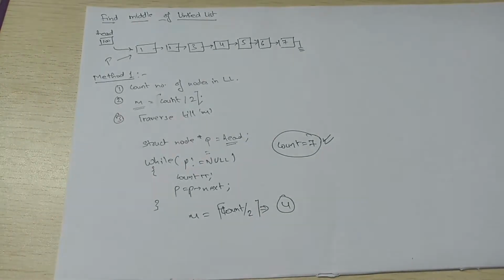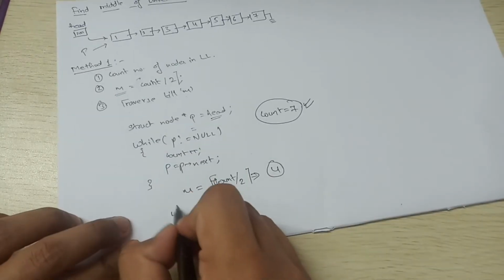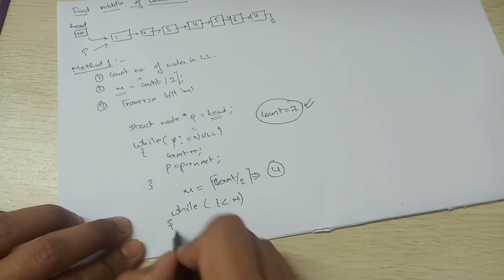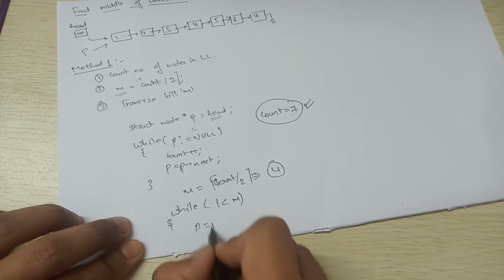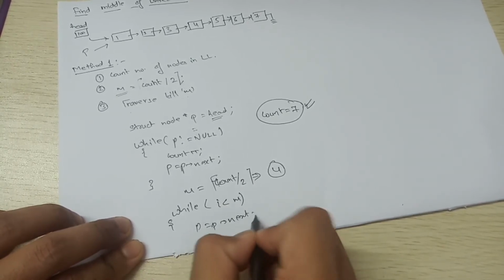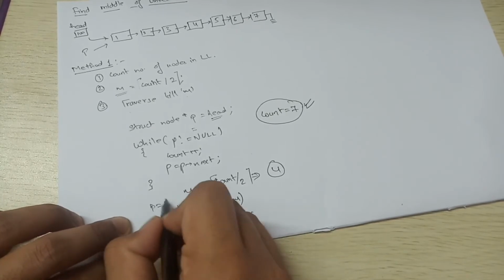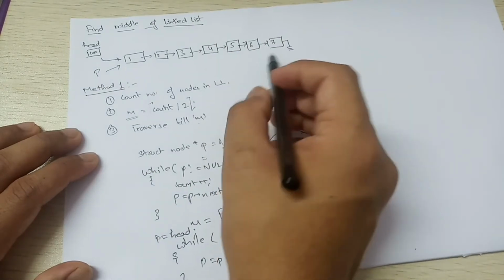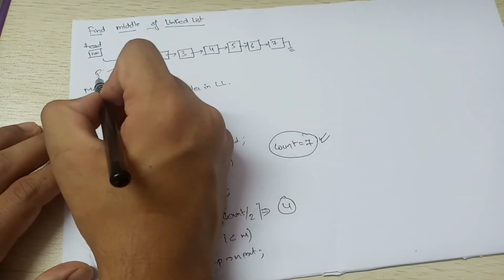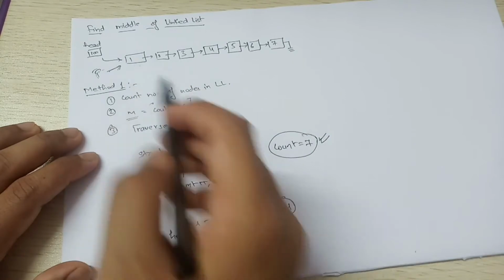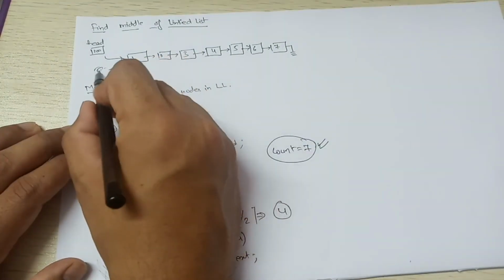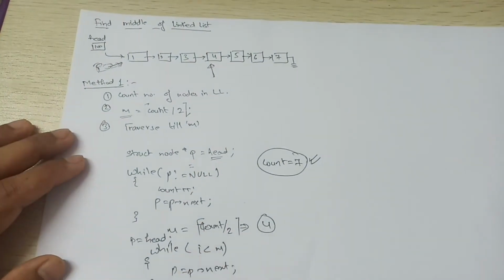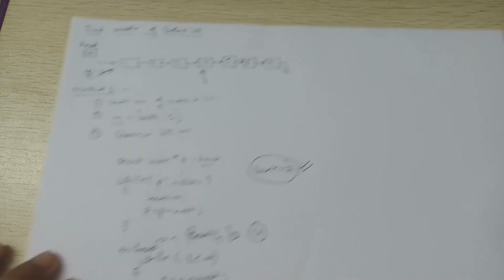Now you have to traverse while i is smaller than m. Then you just increment p is equal to p next, and you also have to start p again with the head. So after p traverses the whole linked list, you again start p with the head, and then you have to traverse till 4 times. This is how p will come here, and then you can return the data of that node. So this is how you find the middle of the linked list.